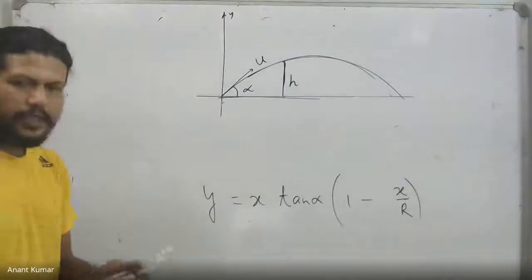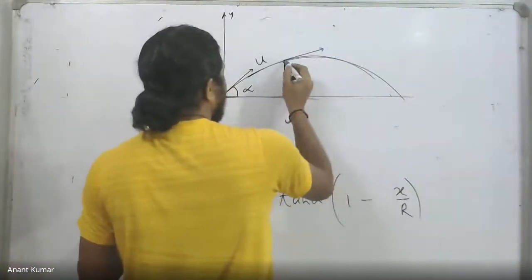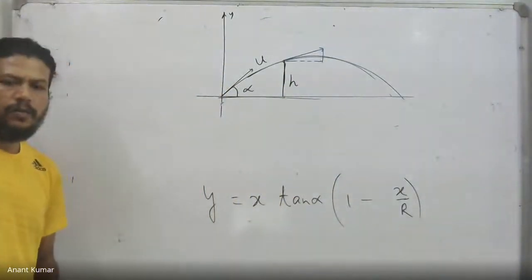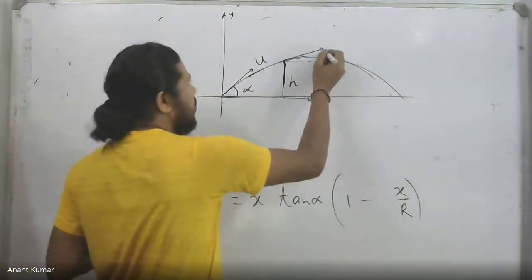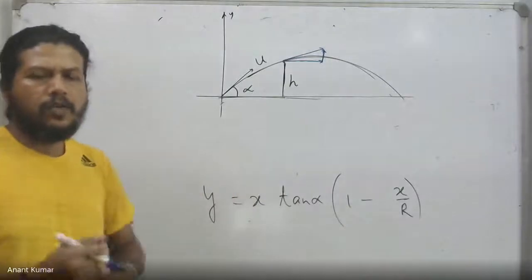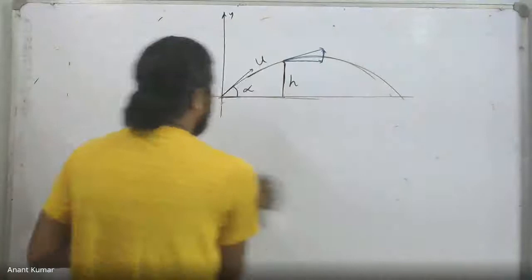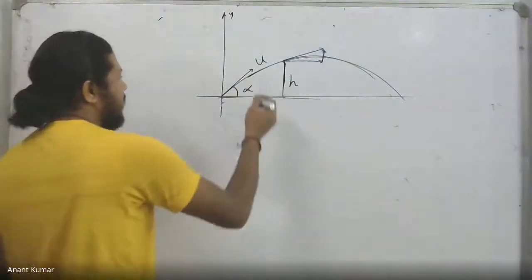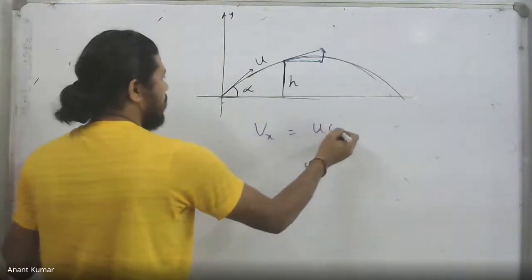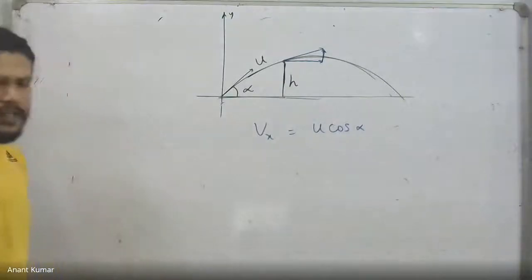First of all, the velocity is obviously tangent to the path, like this. It will be a bit less compared to u. You'll have two components. One will be the horizontal component, the other one the vertical component. It's quite obvious that the horizontal component is nothing but u cos alpha. If I just consider the horizontal component at a height h, the x velocity will be the same, u cos alpha, because there is no acceleration on the x-axis. But in the y direction, what do we get?